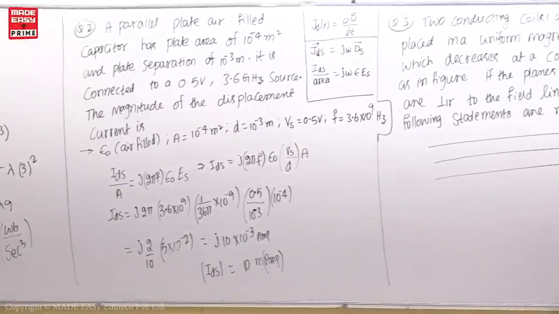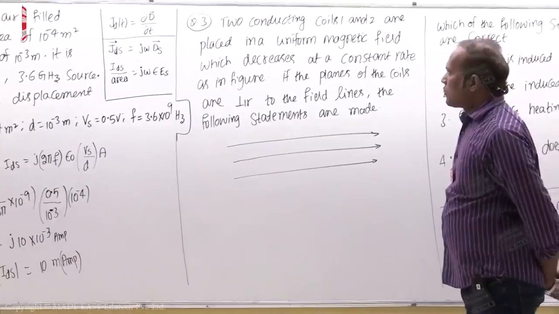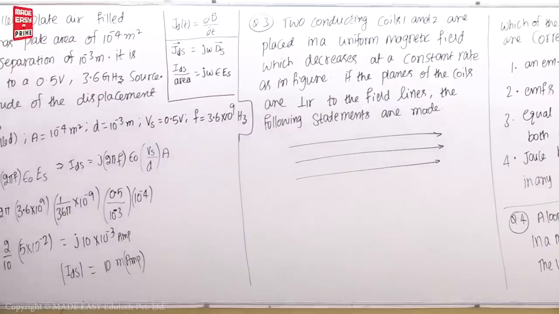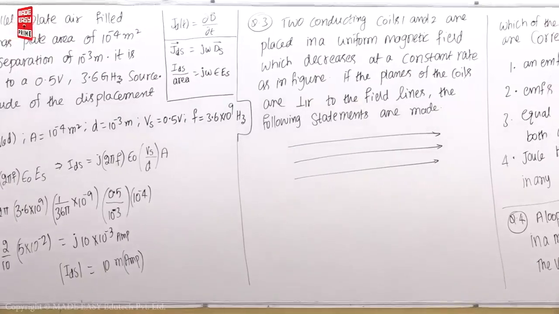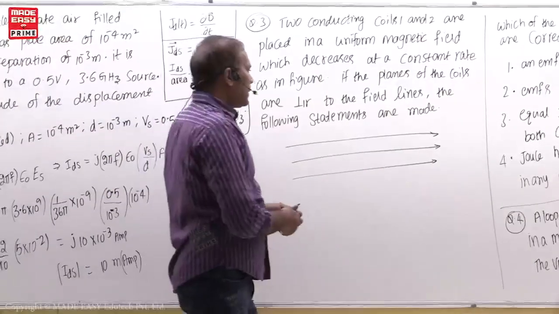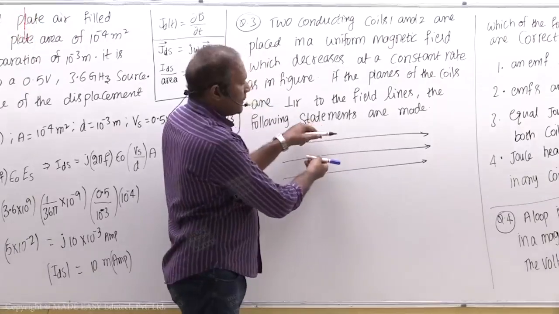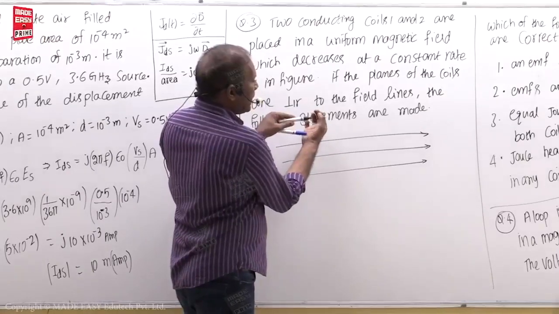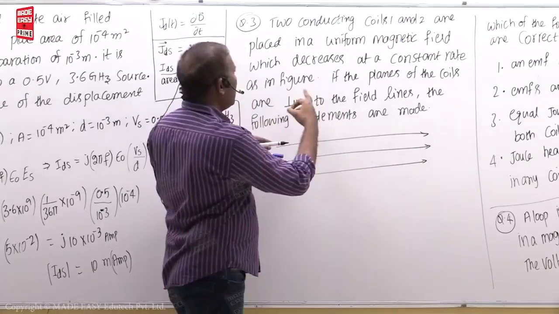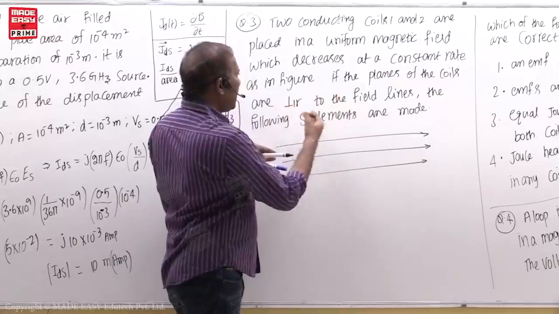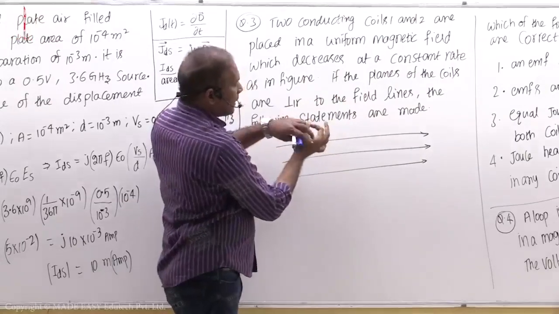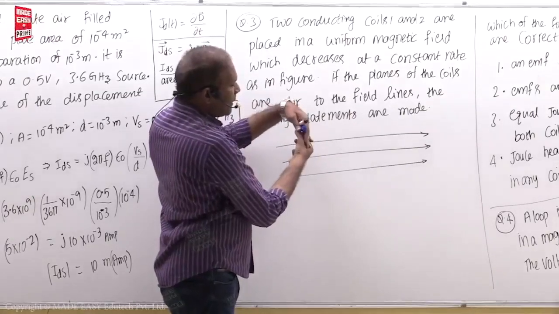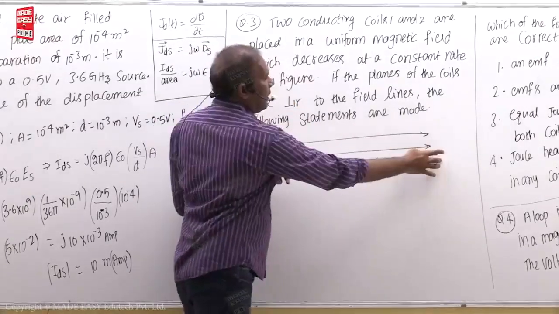Now you see this question. In this question, two conductor coils, coil 1 and coil 2, are given like this. So these are the magnetic field lines, and one coil, a conductor coil, is given like this, perpendicular to the magnetic field. The plane of the coil, this is the coil actually, a conductor circular loop, that plane is perpendicular to the magnetic field lines.